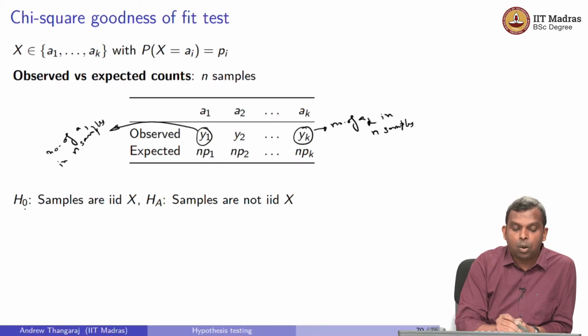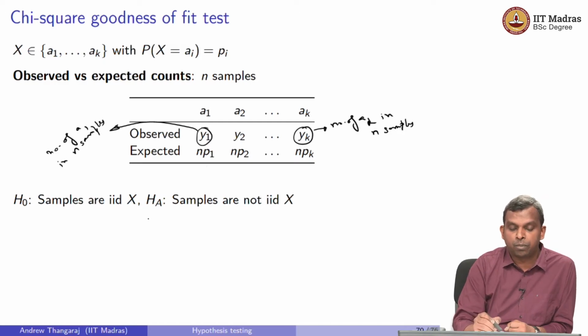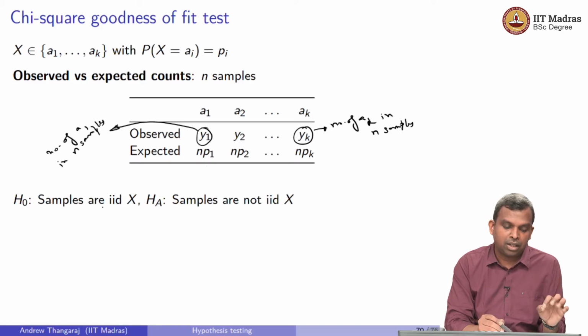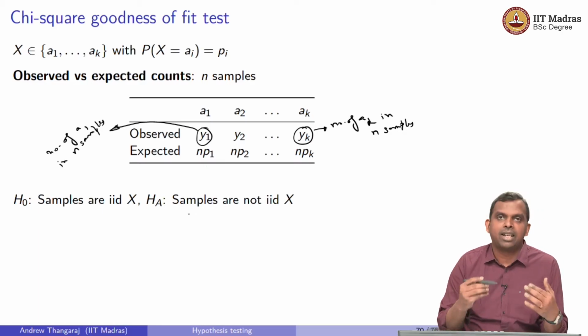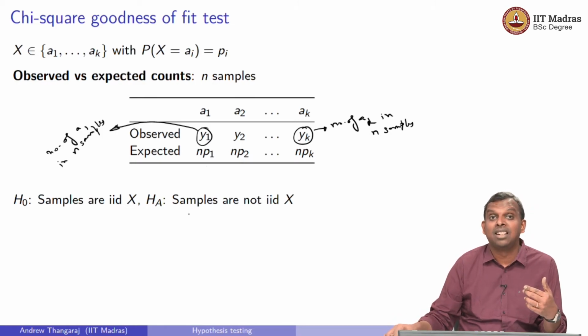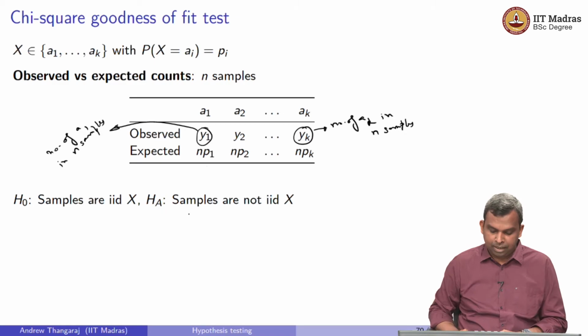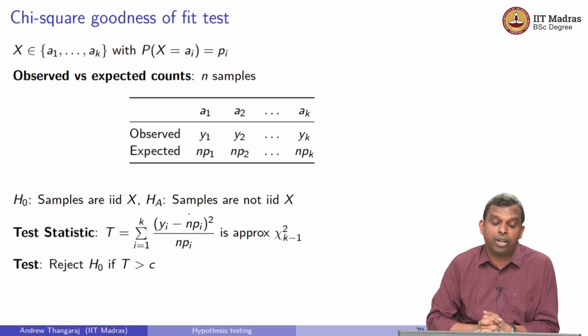Now, I can have a null hypothesis which says the samples are IID according to this distribution X. The alternative is samples are not IID X. So you see you have a simple null and a composite alternative, and we can try to come up with a test statistic and decide whether or not this is true. So, a typical hypothesis testing problem. It turns out the test statistic of interest here is some sort of a chi-squared statistic.